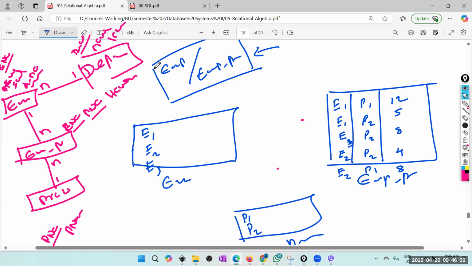My question is, which records will be there for employee divided by employee project? This divided by this. First, I need a simple English expression that explains what this is. What is the purpose of this? Otherwise, you are just like a machine, you do it without knowing what you are doing.